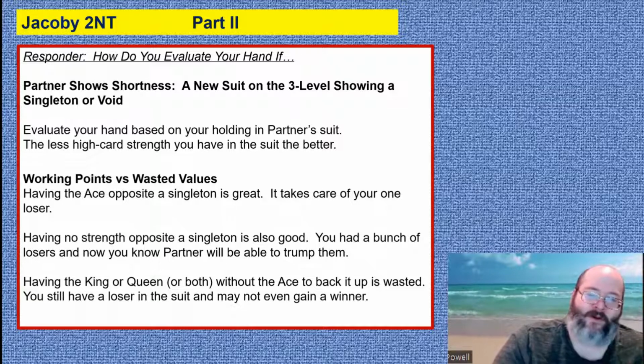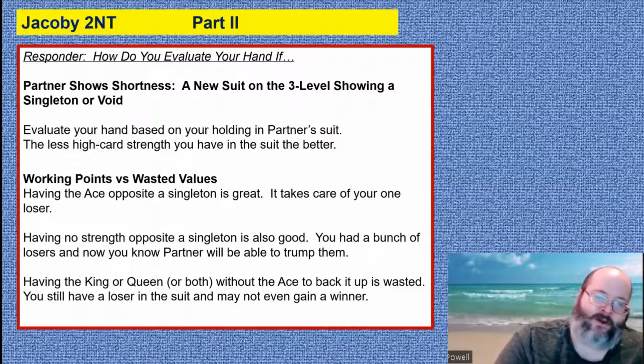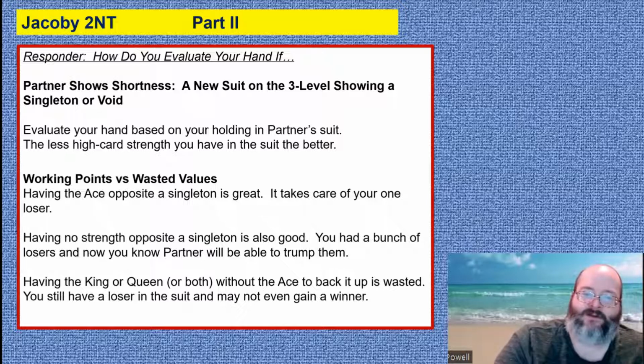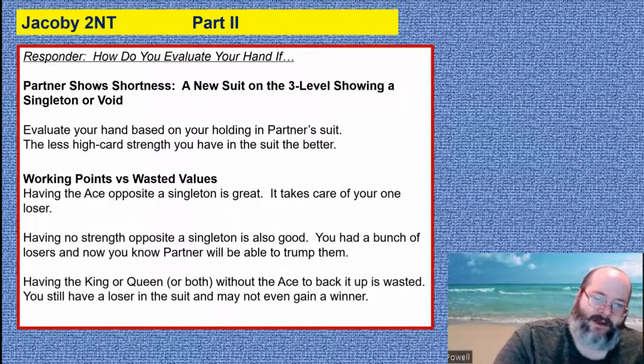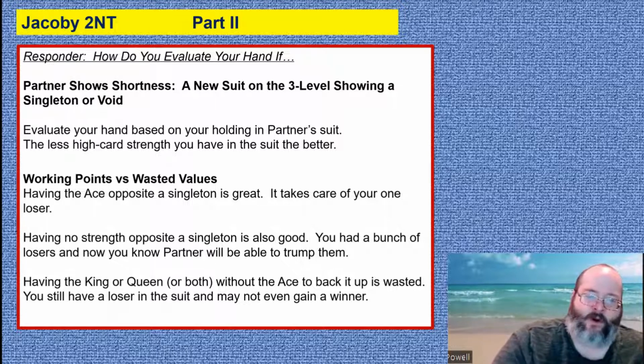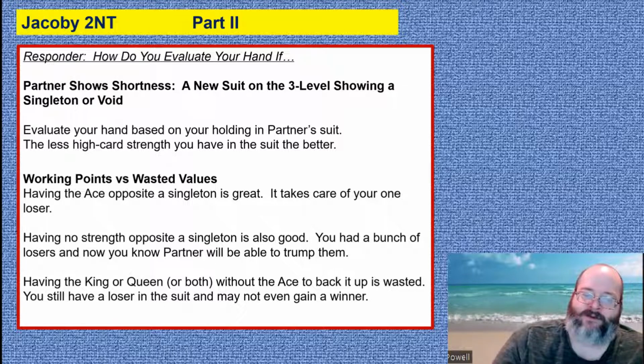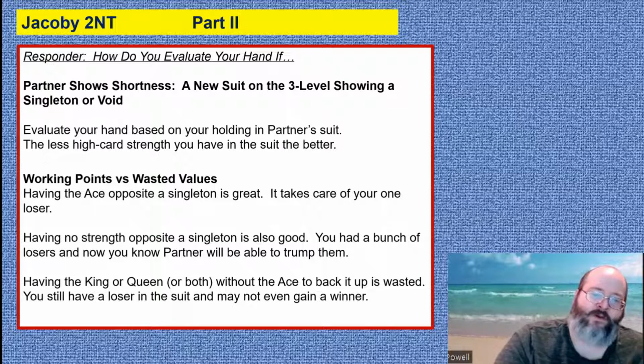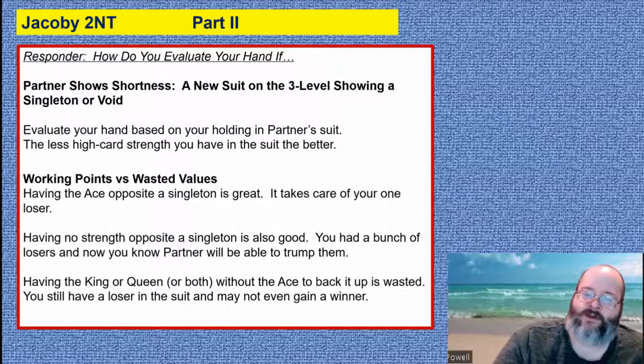What makes your hand better or worse, right? So we're going to look specifically at the suit in which partner has shown shortness. And I want you to think about working points versus wasted values, right? As a general rule, the less high card strength you have in your partner's short suit, the better.